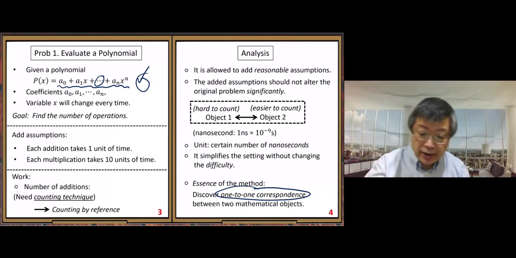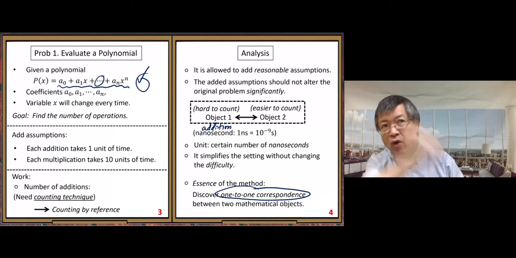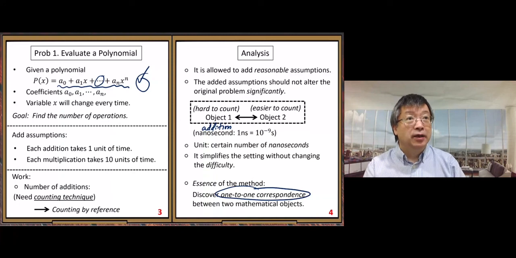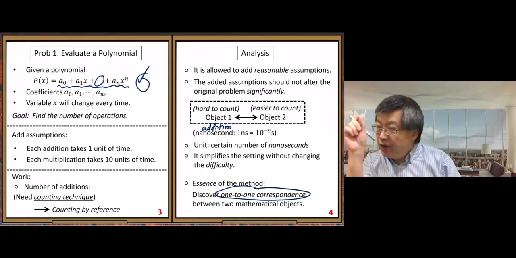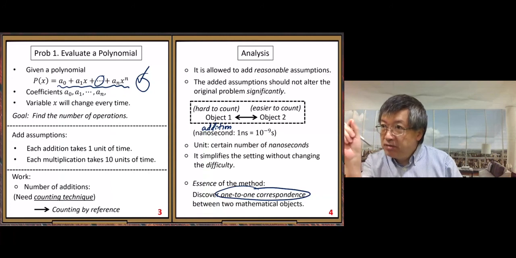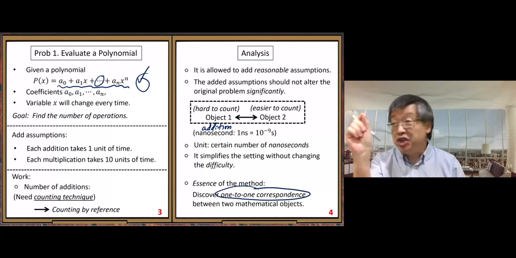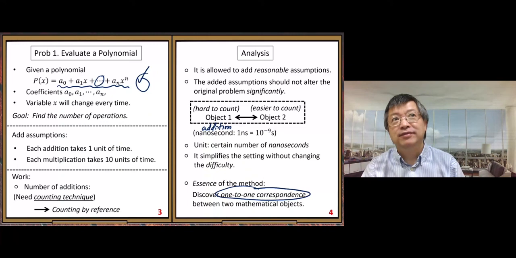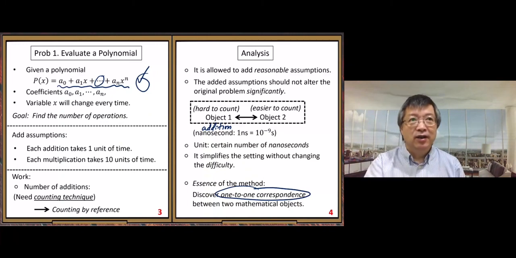So in this example, addition is our object 1. It's hard, so we want to switch to a different mathematical object, one that is much easier to count. Then we apply this counting by reference technique. What's the second one?